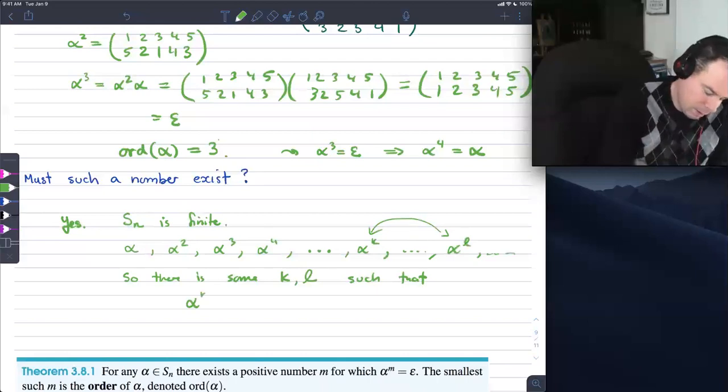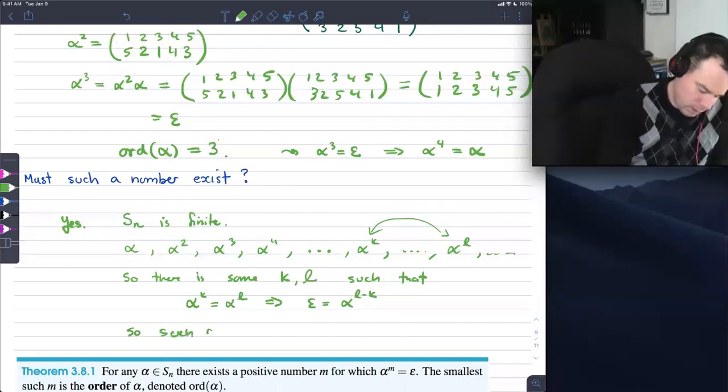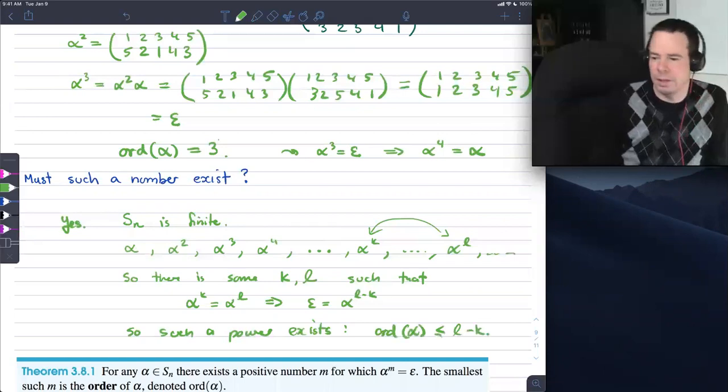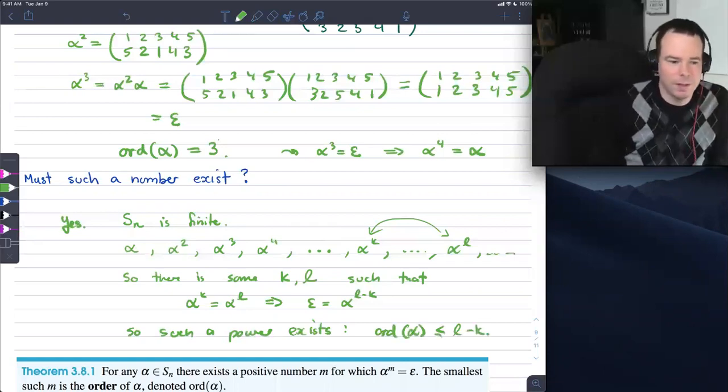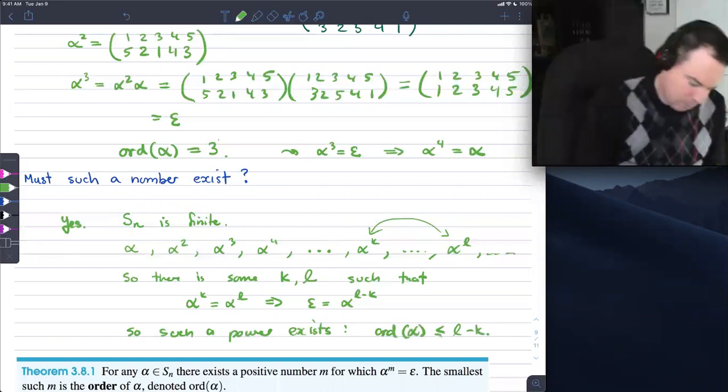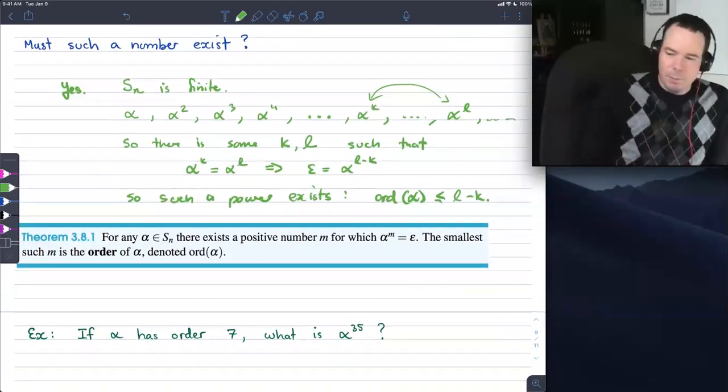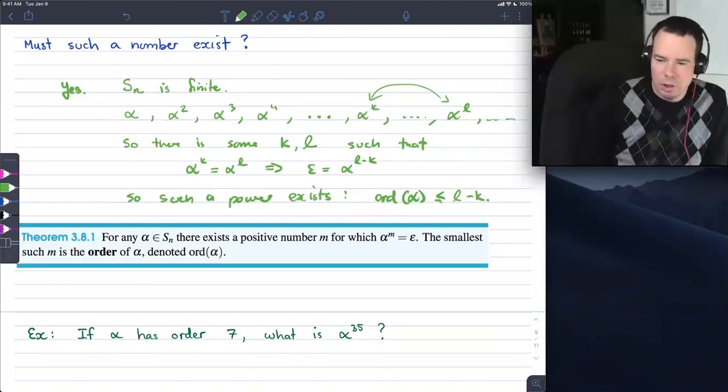So what does that mean? It means that alpha to the k is equal to alpha to the L. In my diagram, I'm assuming L is bigger. So that means that the identity is alpha to the L minus k. And so such a power exists. In other words, the order of alpha would have to be, at worst, L minus k, whatever that is. So because of the finiteness, elements have to have orders. And so that means that for every permutation, there is a number which kills it, and the smallest number is what we call the order.